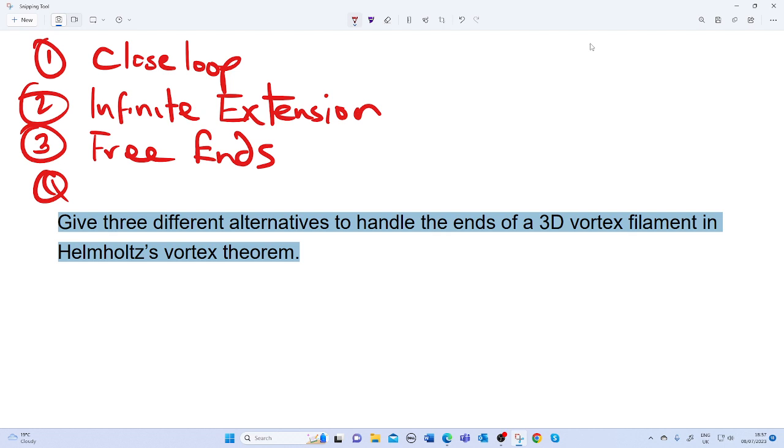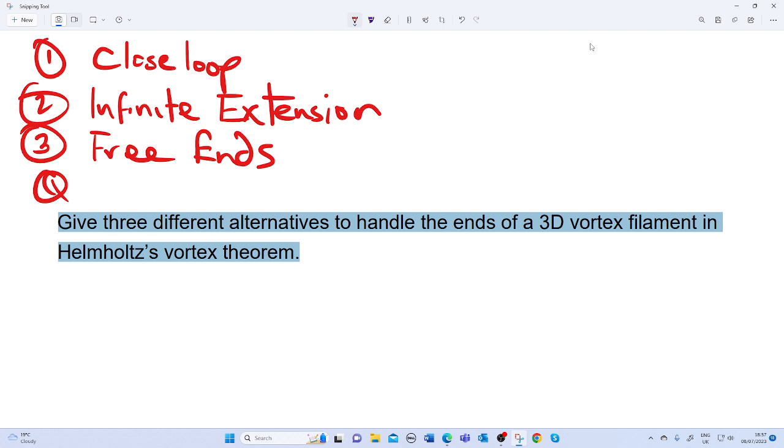For example, shedding of the vorticity at the end of the filament can be modeled using a vortex ring or through consideration of the vortex filament with variable circulation. The choice of how to handle the ends of the 3D vortex filament depends on the specific problem being studied and the level of detail required in the analysis. Each alternative has its advantages and limitations, and the appropriate choice should be based on the physical phenomenon under investigation and the mathematical simplification desired.